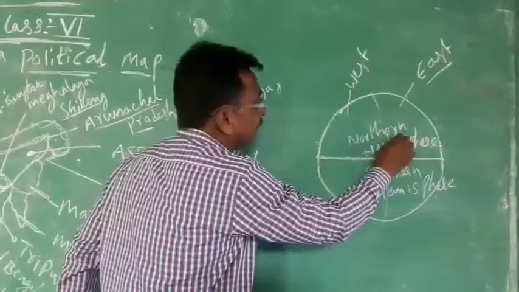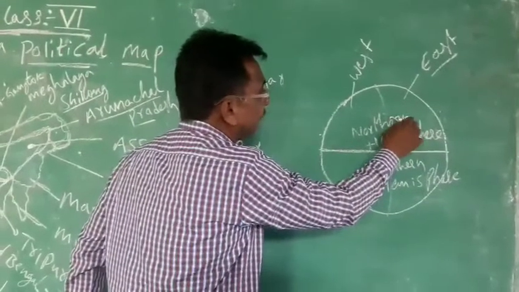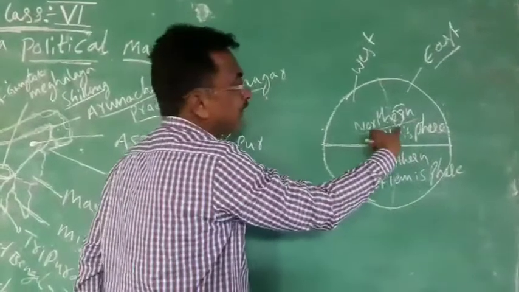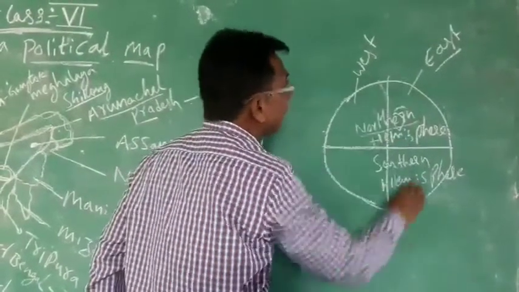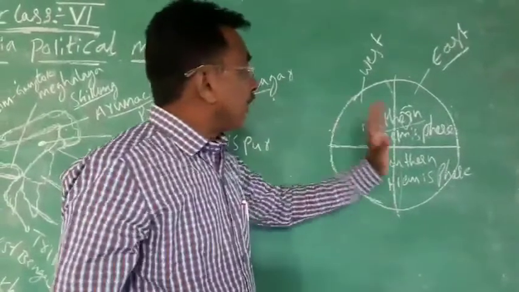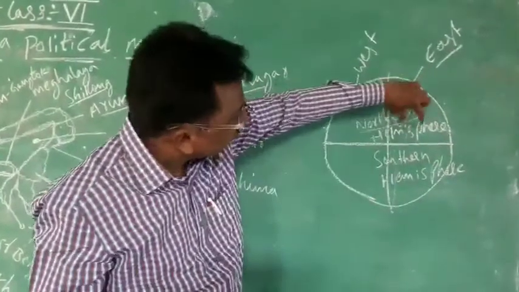Here India is located. You see, India is located here. On the north hemisphere, our India is located. Listen, north hemisphere, India is located, on the east side. Keep in your mind, our India is located on the globe in the north hemisphere.